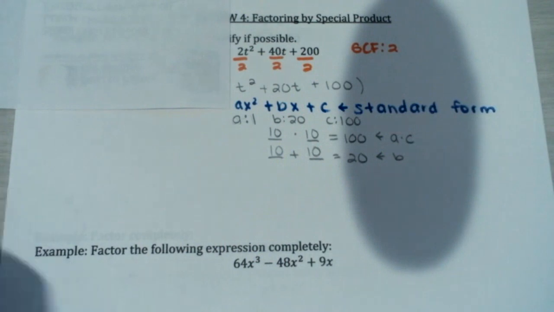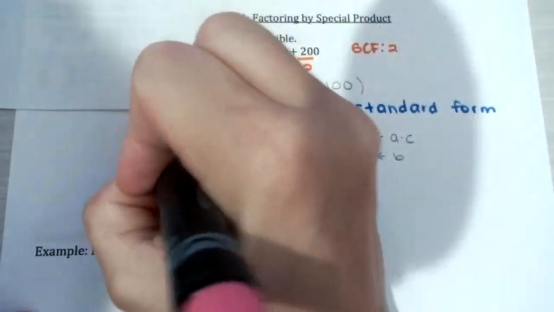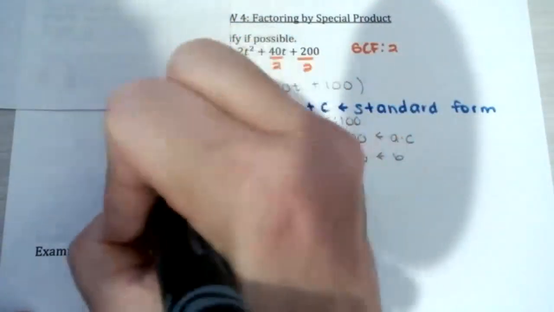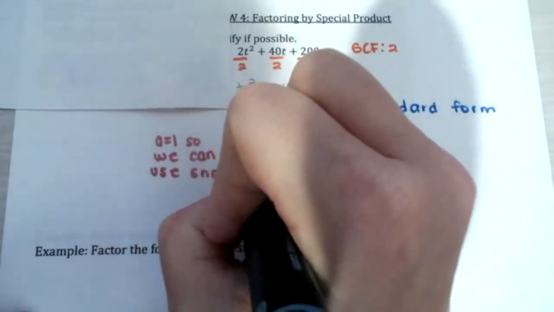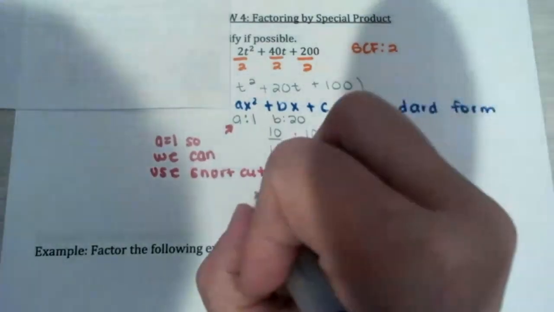What I was saying yay about was that A is 1 this time. A is 1, so we can use a shortcut if you want. I know most people want to use a shortcut, but if you don't want a shortcut, just factor by grouping as if you were any other problem whenever A is not 1. You'll get the same answer in the end. But because we can use a shortcut, let's go ahead and use it.